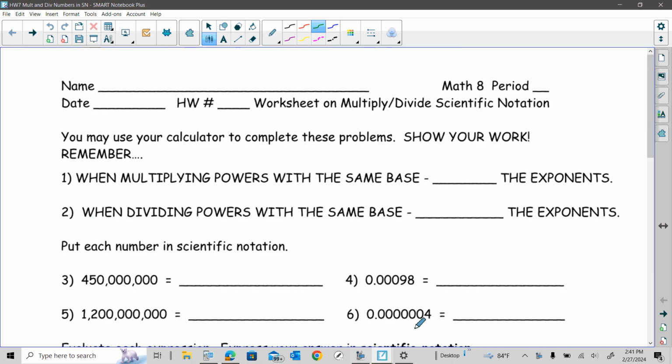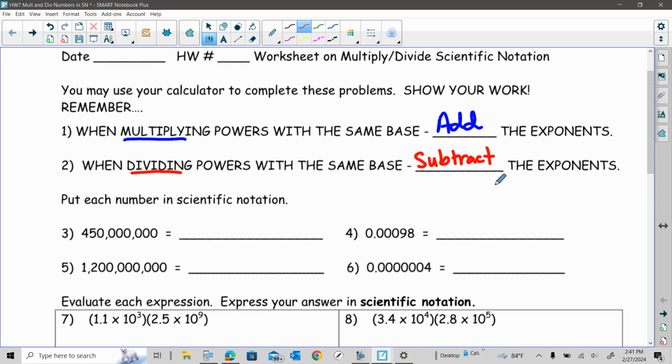So when multiplying, the keyword is multiplying powers with the same base, and we're talking about base 10. Here is when we add the exponents. And when dividing with same bases, we're going to have to subtract the exponents. So you're going to do this on these problems here on this page.